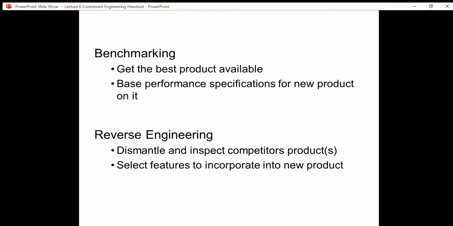We can also do reverse engineering. For example, we can take a product from the market, dismantle it, and then inspect the components inside to see what they did for their product. So we can do benchmarking by reverse engineering. We can select features to incorporate into our new product.